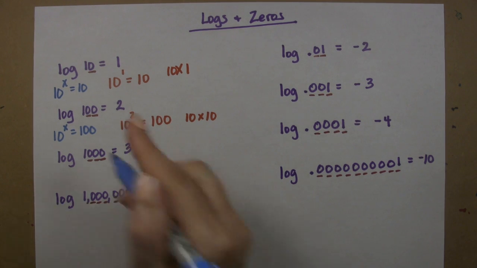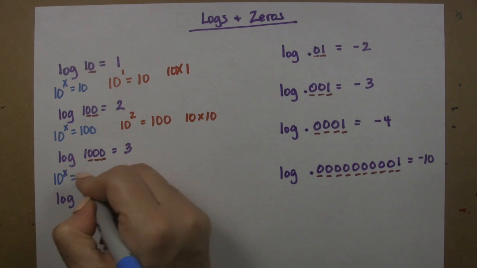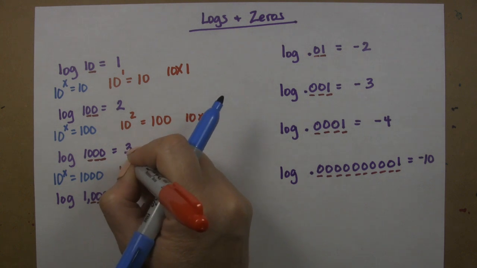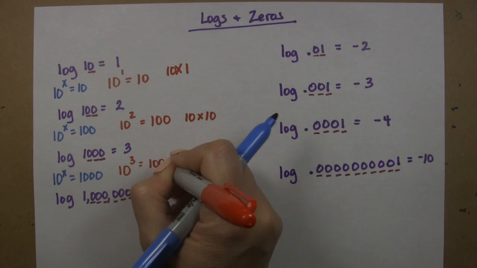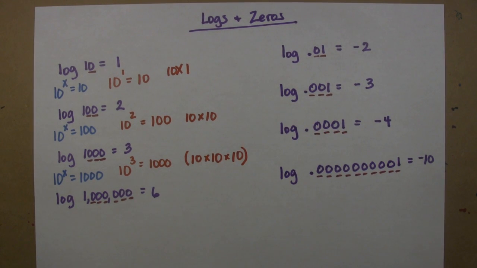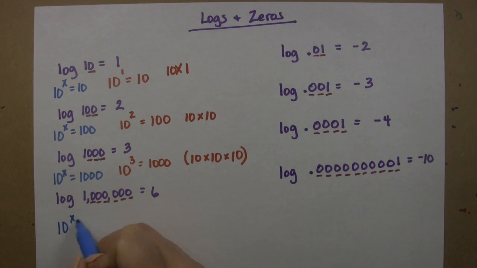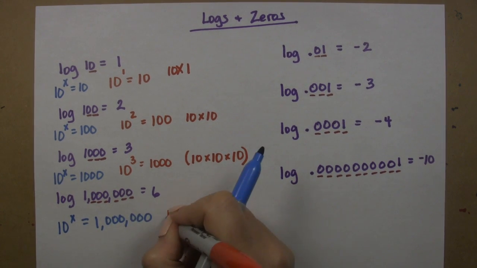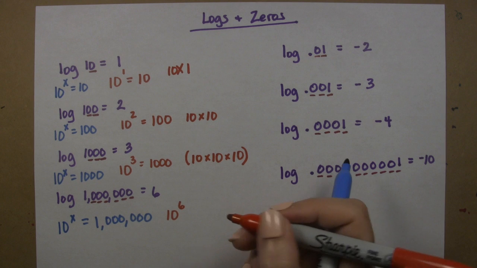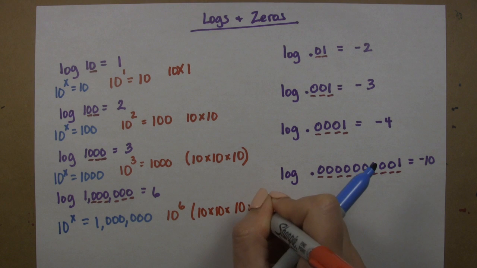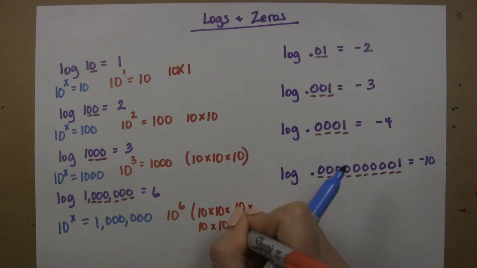1,000 is 10 to the what equals 1,000. And we know that 10 cubed is 1,000 because that's 10 times 10 times 10. And same down here with 1,000,000, 10 to the what equals 1,000,000. We know that it's 10 to the 6th that's equal to 1,000,000. 10 times 10 times 10 times 10 times 10 times 10.